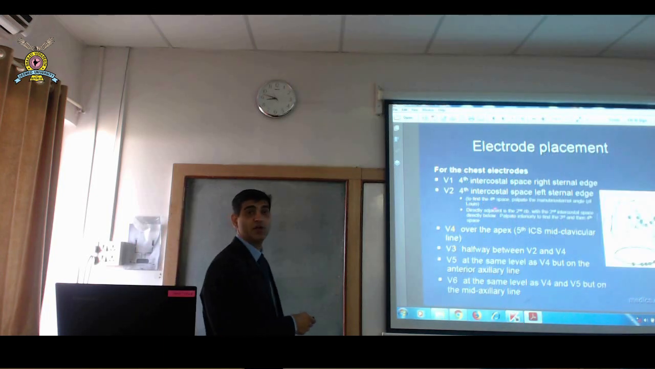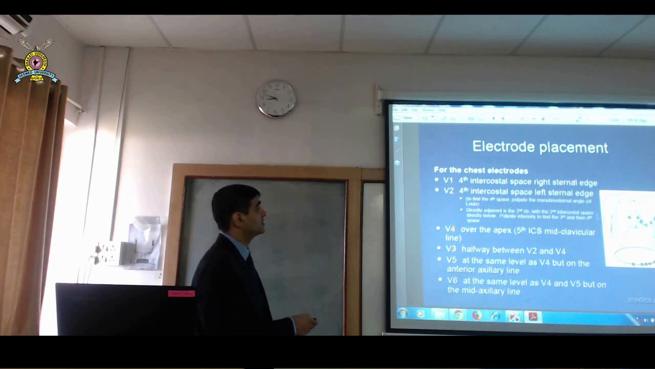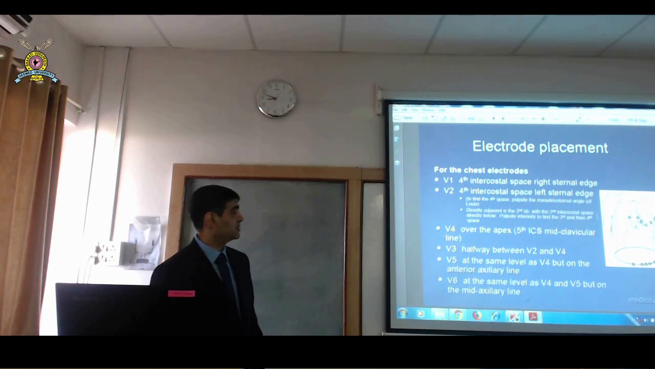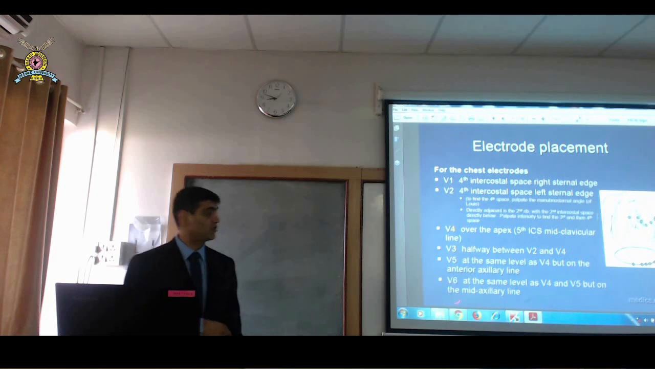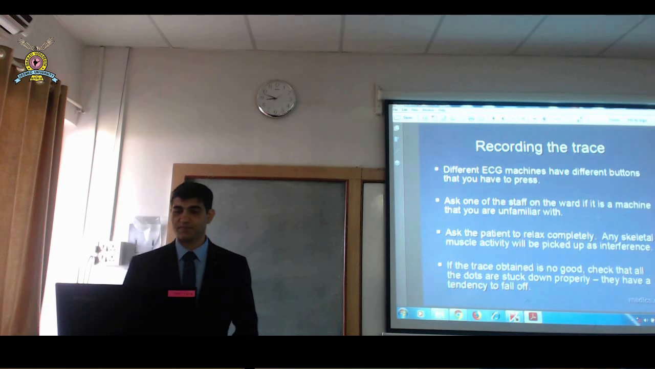So this is what we learned already. V1, fourth intercostal space, right sternal edge. V2, fourth intercostal space, left sternal edge. Angle of Louis. Yeah? Okay. Fifth intercostal space. All we have discussed already.